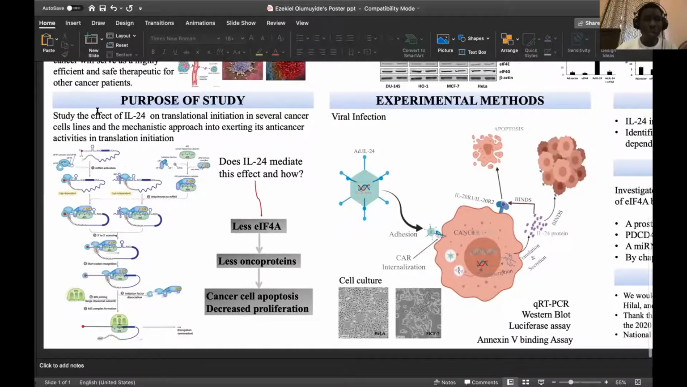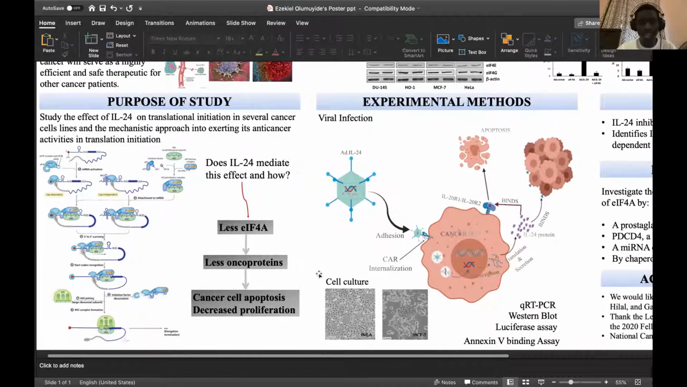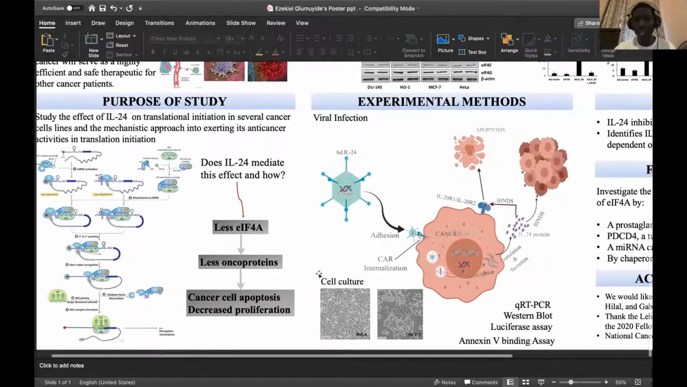So the purpose of our study is to know if interleukin 24 affects the translation of some of these proteins, or oncoproteins, that cancer cells use. Meaning if interleukin 24 inhibits an initiation factor, eIF4A, then it will produce less oncoproteins, and that would lead to decreased proliferation, apoptosis, and cell death.